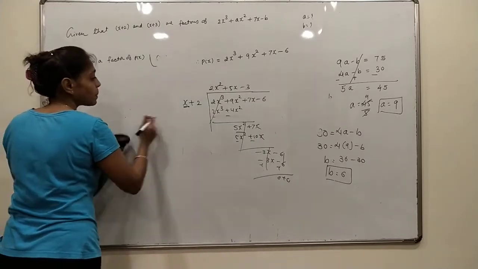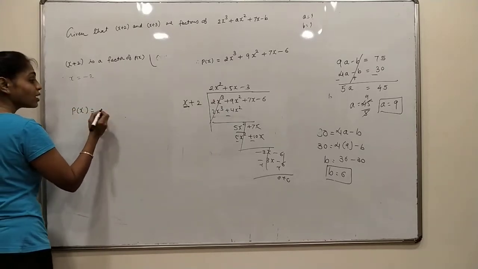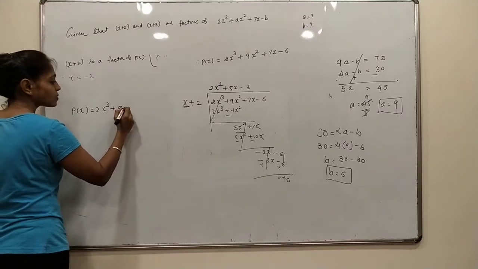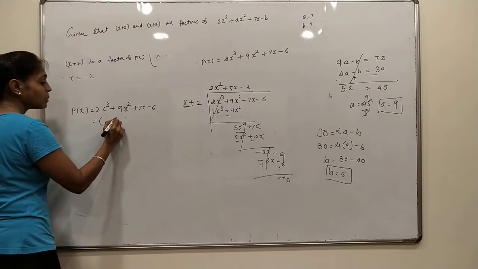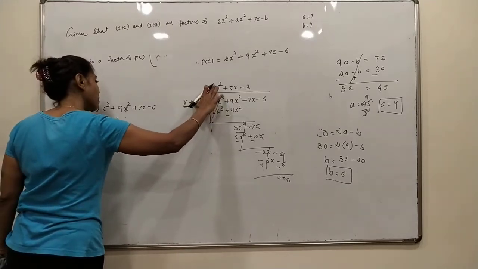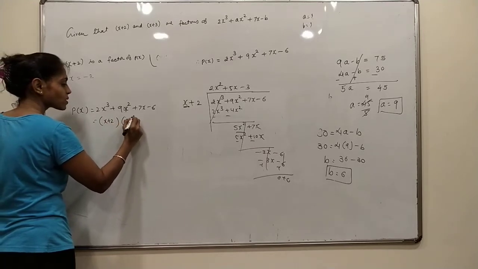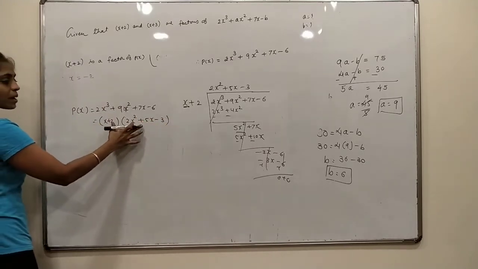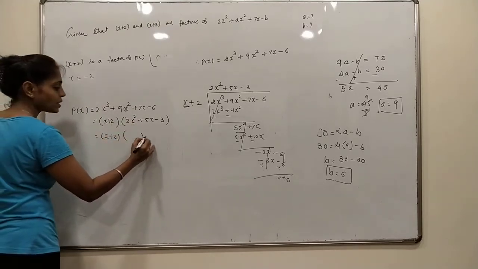So in place of p of x, which is 2x³ plus 9x square plus 7x minus 6, in place of this p of x, I can multiply this: x plus 2, 2x square plus 5x minus 3. That means in place of this, it becomes a multiplication. X plus 2 is a single power.